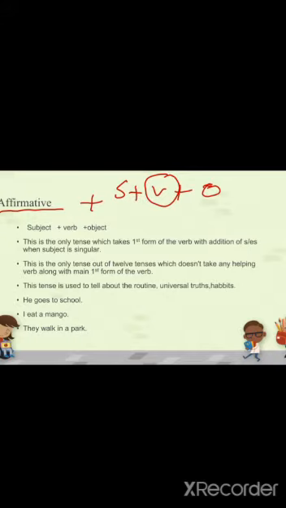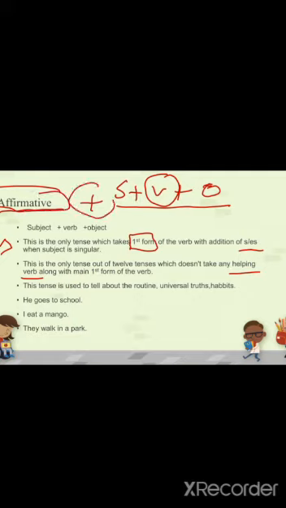Now coming to the affirmative sentences of the present indefinite. This is the formula that you are going to follow in each sentence. Remember, girls, that this is the only tense out of 12 that takes the first form of the verb, and there is addition of s and es to the first form of the verb when the subject is singular. It is also the only tense out of the 12 which does not take any helping verb along with the main first form of the verb in affirmative sentences. We are talking about affirmative sentences, meaning positive sentences, right? You will understand it definitely when we go to the next slide.